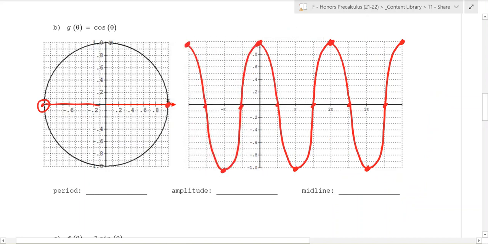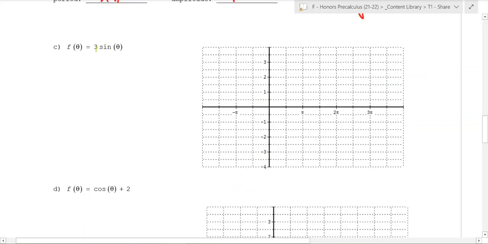Okay, it's pretty cool. So in this case, the period is still 2 pi, the amplitude is still 1, and the midline is y equals 0. Same thing. Now, the only difference when you're graphing 3 sine theta is this 3, and all that's going to do is triple the amplitude.